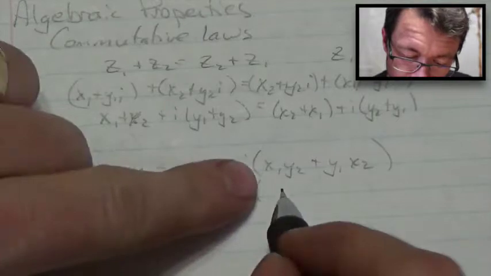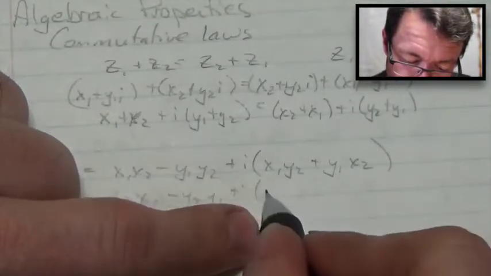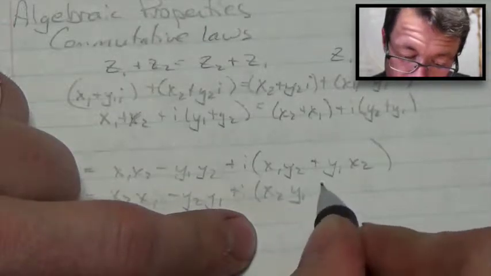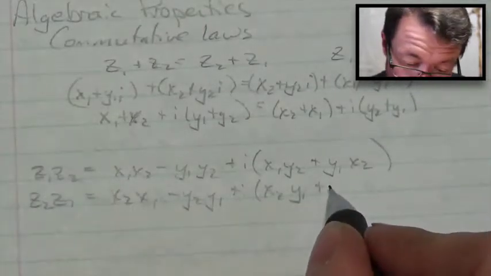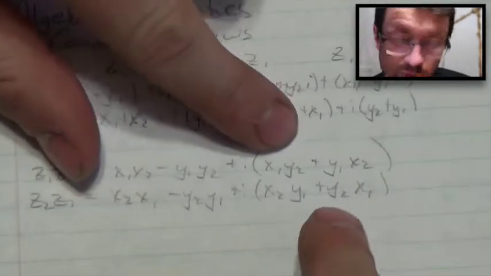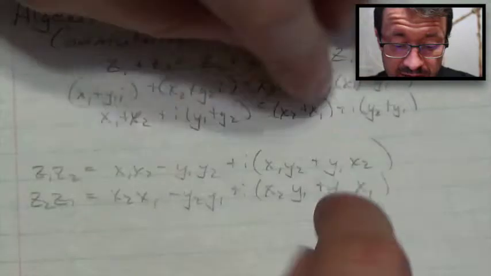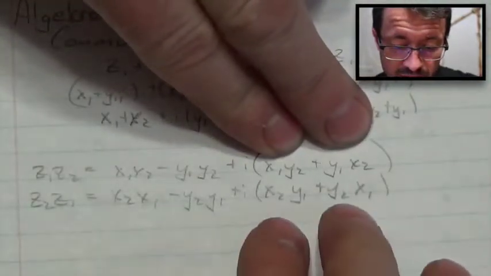The x1 and the x2 are going to change here. So this is going to end up being x2 y1 plus y2 x1. And now take a look at what that's done. The imaginary part of this complex number has taken those two terms and just swapped them.